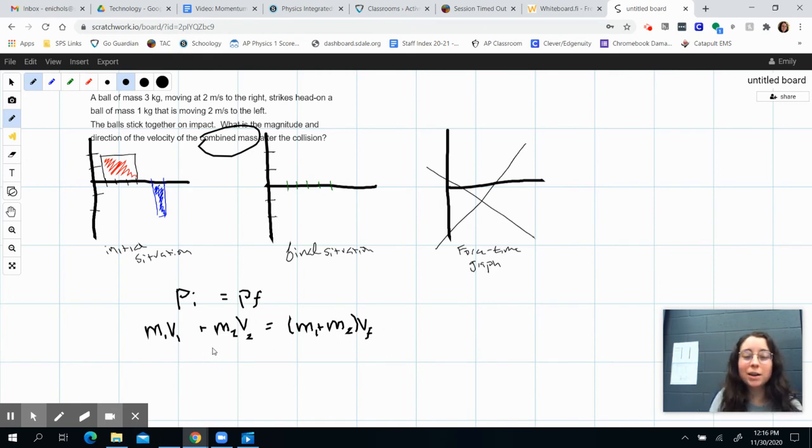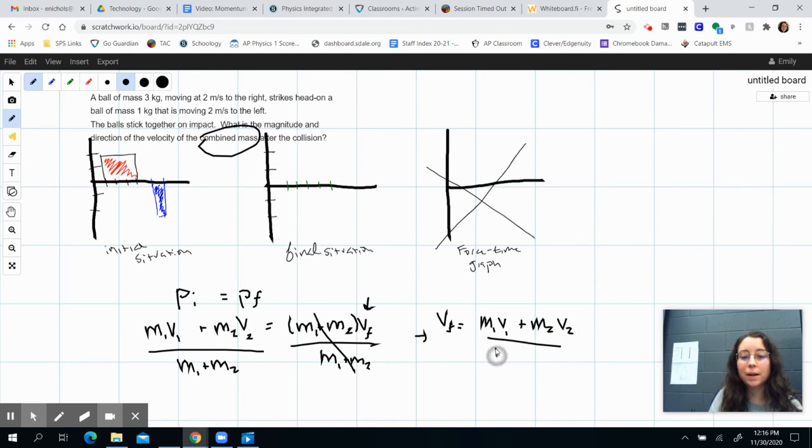Great, so now I can solve for what I want. I want to know what V final is, so I'm going to get that by itself. To do that, I just divide away M1 plus M2 on both sides. That cancels. So if I rewrite this, V final is equal to M1 V1 plus M2 V2, divided by M1 plus M2.